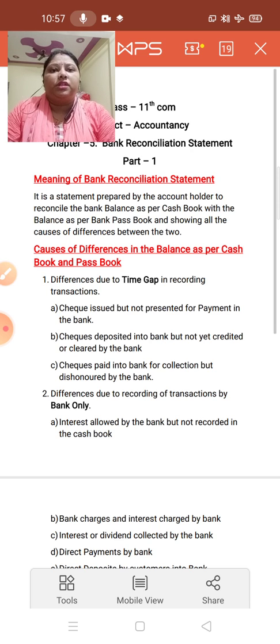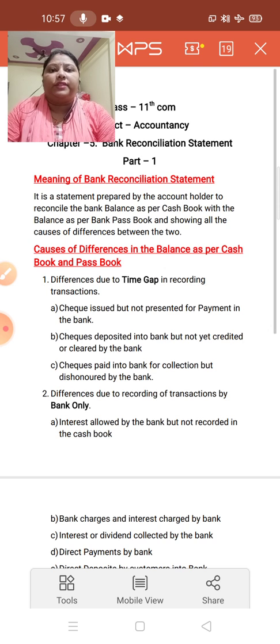As you know, generally all business firms maintain a current account with the bank. In order to record the banking transactions, the firms maintain a bank column in the cash book, in which they record all the transactions entered into with the bank. Now, the bank provides a passbook or bank statement to the firm, in which the bank records all the transactions.